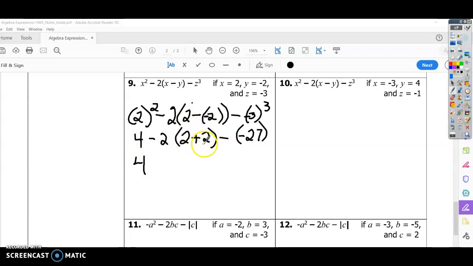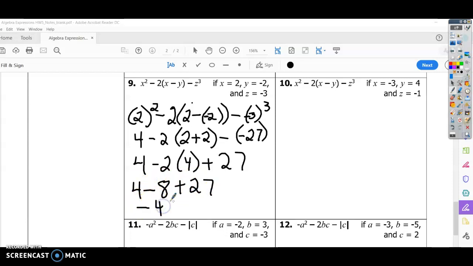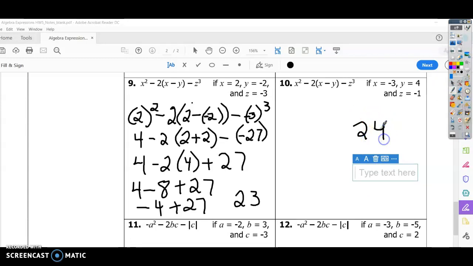All right, so 4 comes down. I've got 2 plus 2, which is 4. Do parentheses first. And then a negative and a negative becomes plus 27. So 4 minus 8 is negative 4. Plus the 27 is going to be 23. All right, we are running out of time here, so I'm going to give you the answer to this one is 24. And then we're going to move right on.